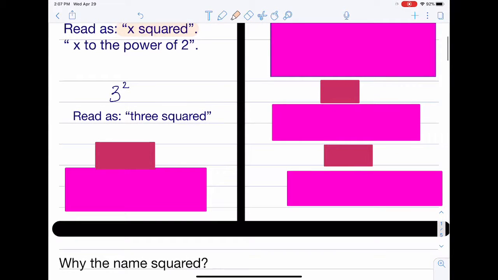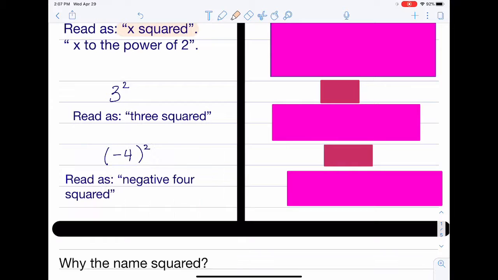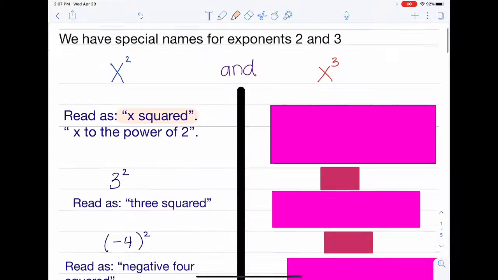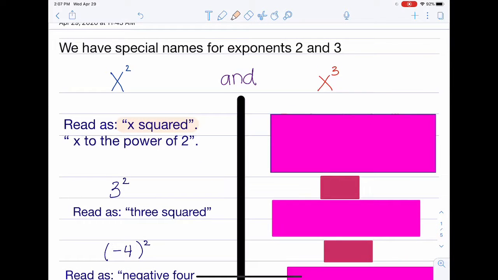Let me give you another shot. Let's look at this. How do you think you can read this? Hopefully you said it can be read as -4 squared. Okay, so notice how this 2 can be read as squared.